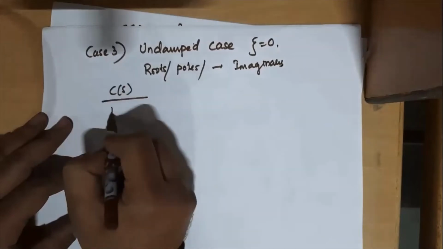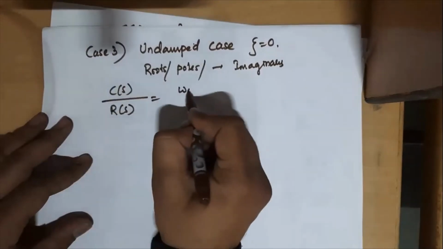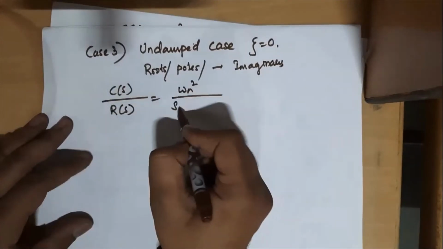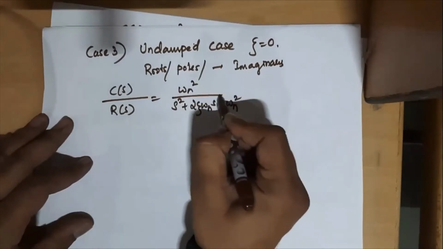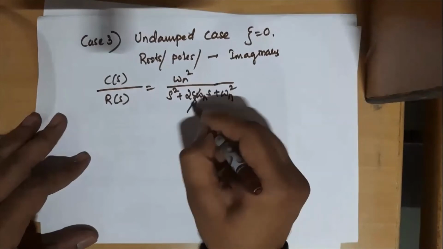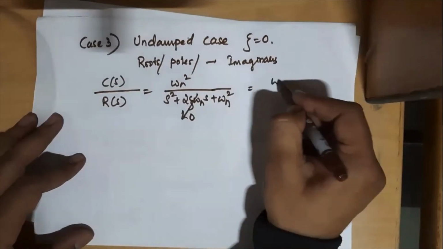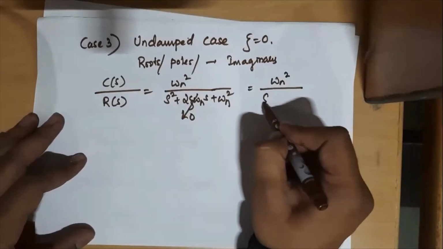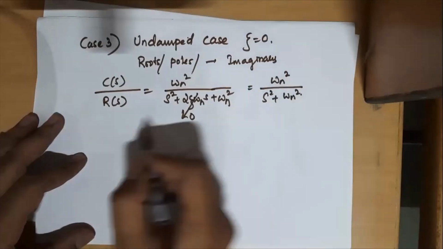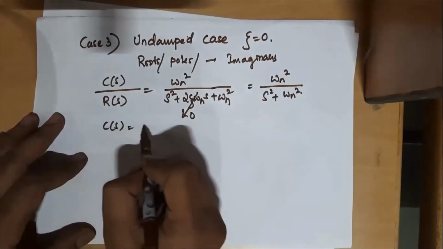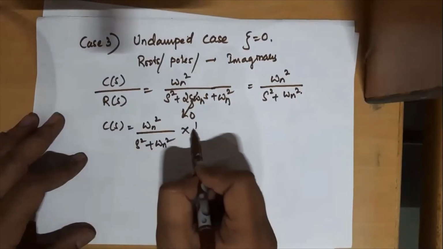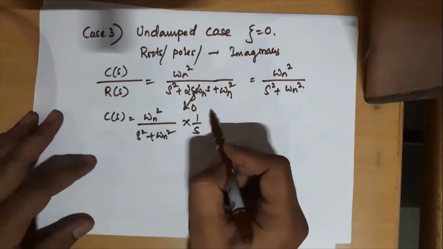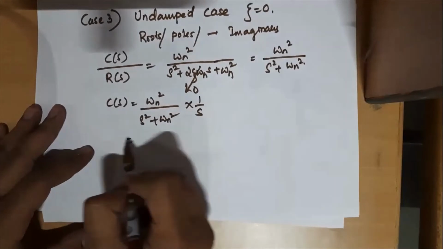Okay, fine. So C(s)/R(s) equals omega n square divided by s square plus 2 zeta omega n s plus omega n square. Substituting zeta equal to 0, we get omega n square divided by s square plus omega n square. Now apply the input. You will get 1 by s because of the unit step input.